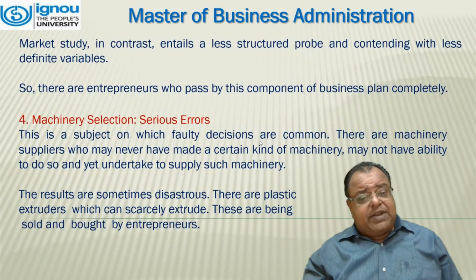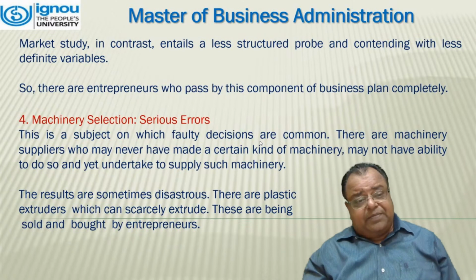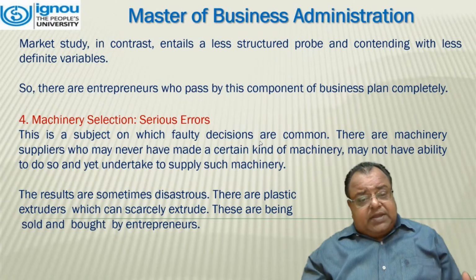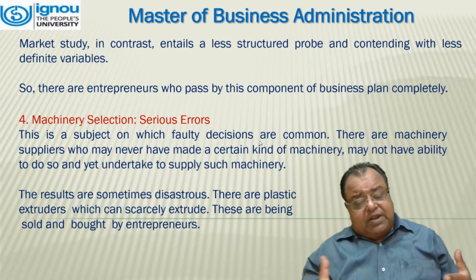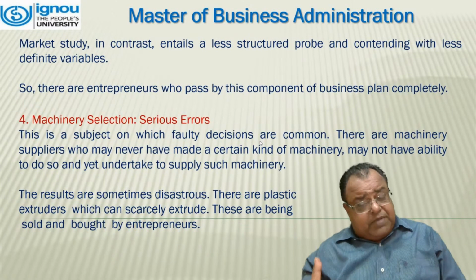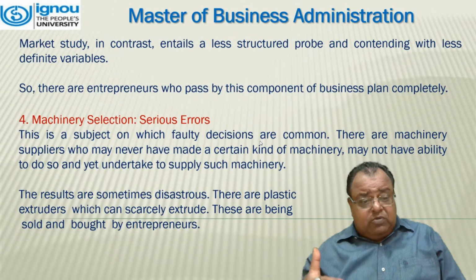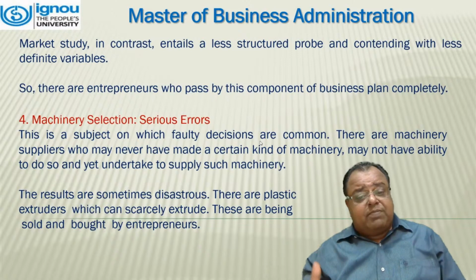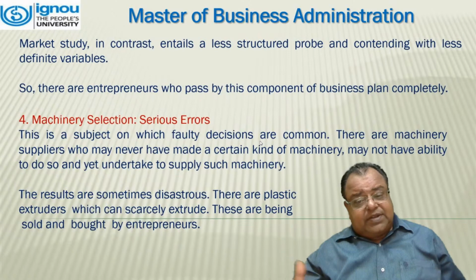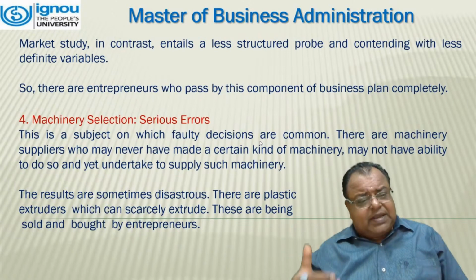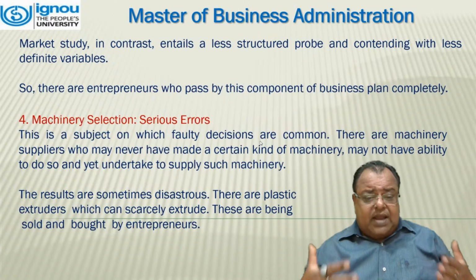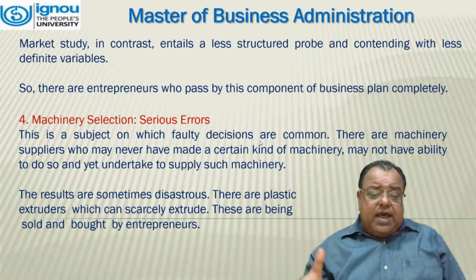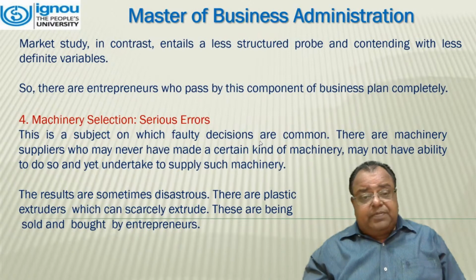Fourth one is machinery selection, a serious error. This is a subject on which faulty decisions are common. There are machinery suppliers who may never have made a certain kind of machinery, may not have the ability to do so, and yet undertake to supply such machinery. The results are sometimes disastrous. There are plastic extruders which are scarcely workable. These are being sold and bought by enterprises.